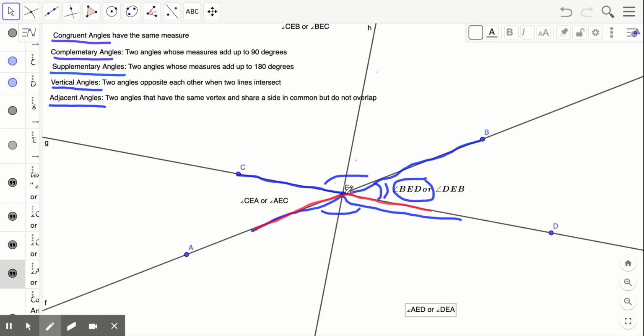and the BED form that line through A and B. Or if I wanted to, I could do the one up here, the angle that comes down through C, turns at E and goes up through B, and then angle BED that comes off like this, and it forms that line. And so those two are supplementary.